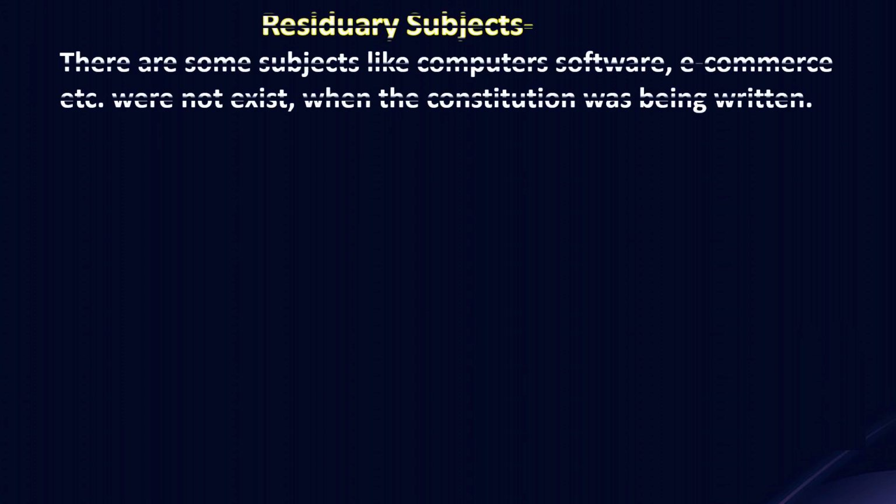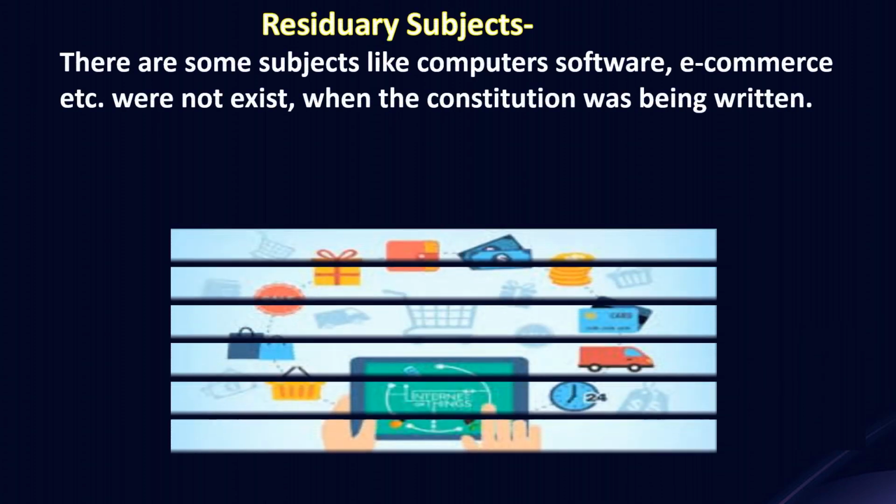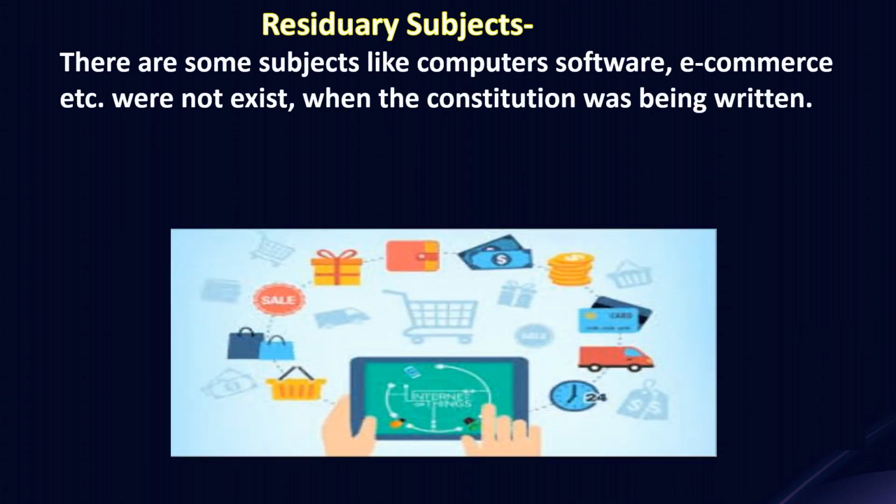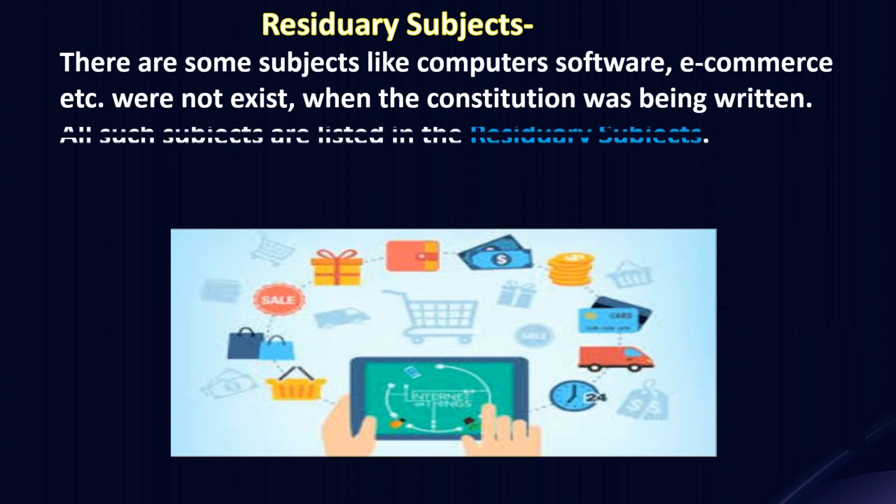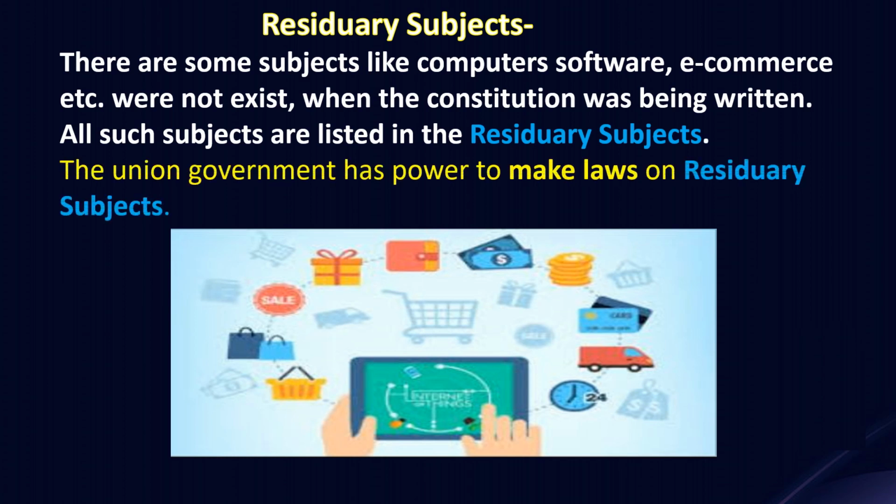Besides these subjects, there are some other subjects like computer software, e-commerce, etc. that did not exist when the constitution was being written. These subjects came into being after the constitution was created. So such subjects come under the category of residuary subjects. And who makes laws for the residuary subjects? Only the union government has power to make laws on residuary subjects.